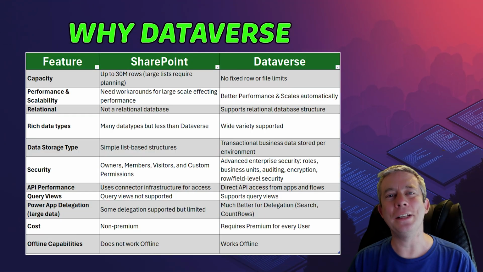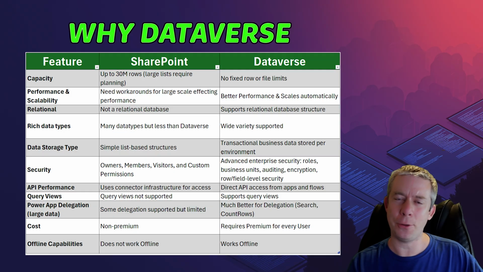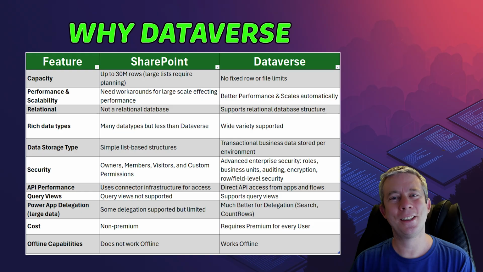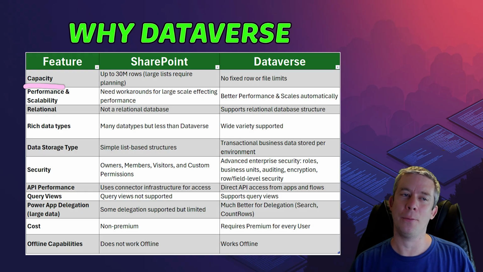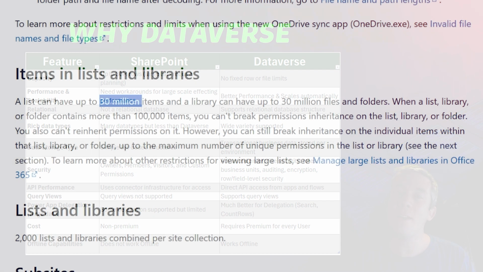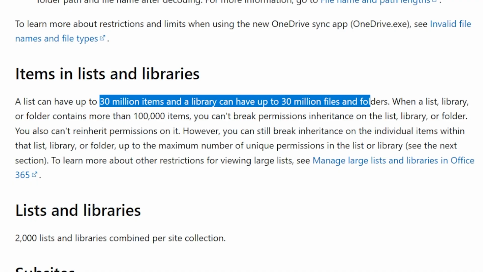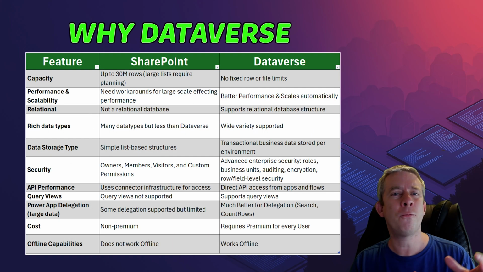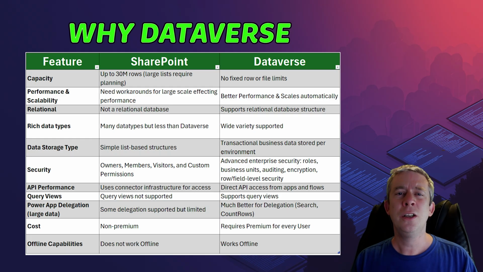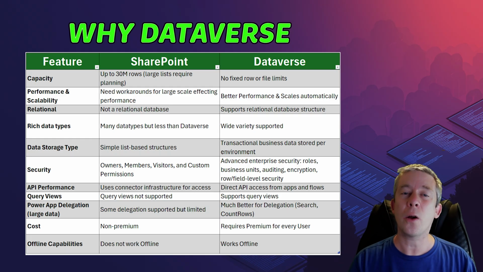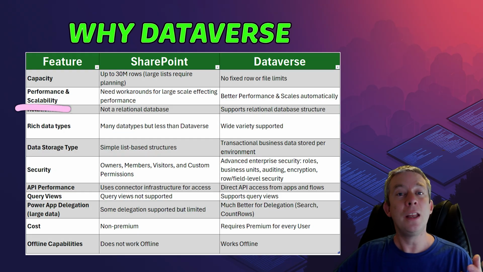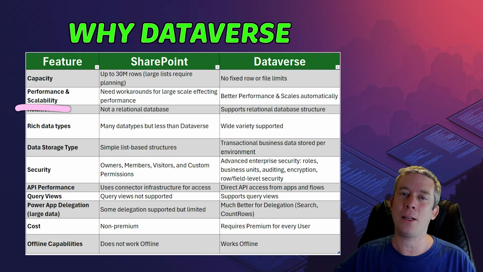Before we go in and start changing everything to Dataverse, let's talk about the differences. So first off, with SharePoint and with Dataverse, we have a capacity limitation, right? SharePoint technically can have about 30 million rows, but as soon as you start getting large data sets, especially over about 4,000, 5,000 rows, you start running into issues, you have to do workarounds, or you're going to run into delegation issues.